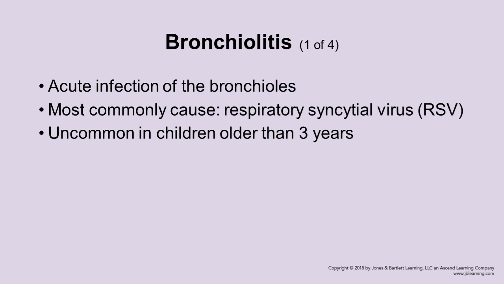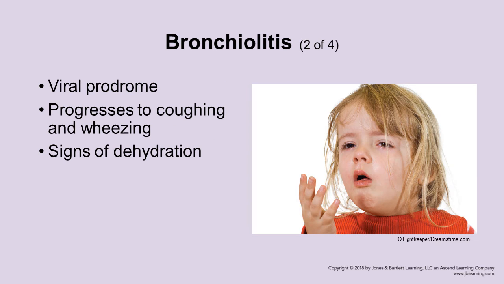The next disease process that we'll discuss is known as bronchiolitis. Bronchiolitis is just what it sounds like. It's an acute infection or inflammation of the bronchioles, which is the lower conducting airways of the lungs. Now, the most common cause in children is a virus known as respiratory syncytial virus, or RSV. This is a process that usually occurs in children from birth to about 3 years of age. It is atypical to see it outside of this age range.